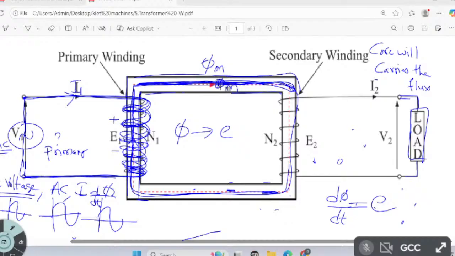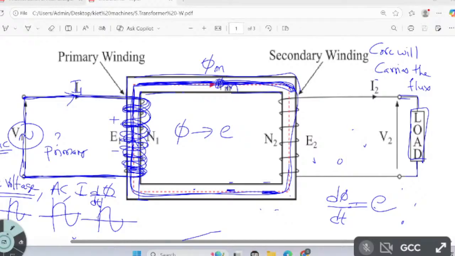Whenever dφ/dt is equal to E, in the generator also E is equal to dφ/dt. Here also E is dφ/dt; that is the main principle, Faraday's law. Whenever flux is changing with respect to time, it is capable of inducing an EMF. In the generator also, flux is cut by the conductor and EMF is induced in the conductor. Here also it is the same, but there is no moving part; because of the winding, flux is established. This flux is changing with respect to time and is capable of inducing an EMF.